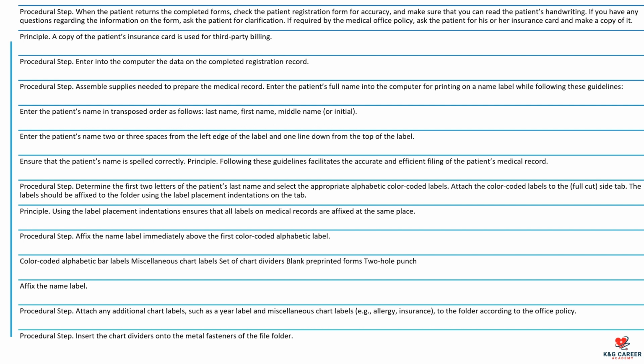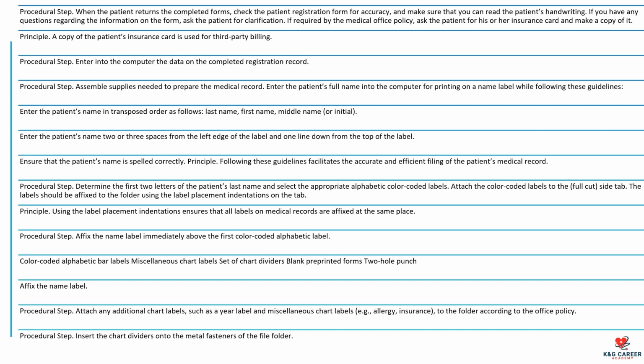Procedural step. Affix the name label immediately above the first color-coded alphabetic label. Equipment: color-coded alphabetic barred labels, miscellaneous set of chart dividers, blank pre-printed forms, 2-hole punch. Affix the name label. Procedural step. Attach any additional chart labels, such as a year label and miscellaneous chart labels, for example allergy, insurance, to the folder according to the office policy.